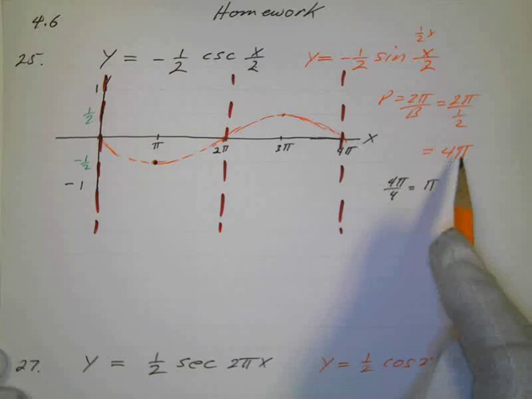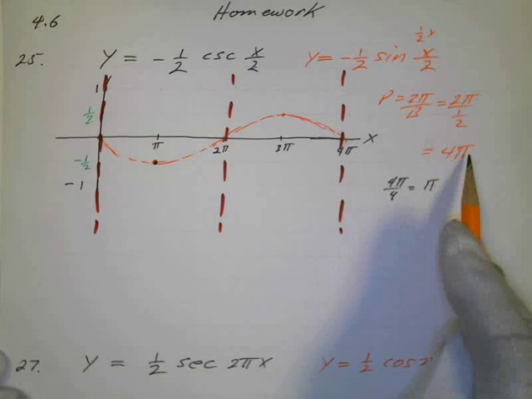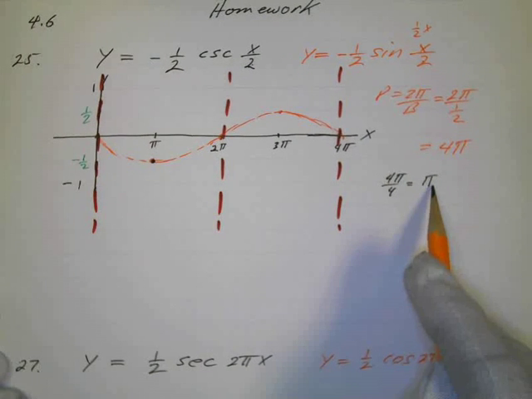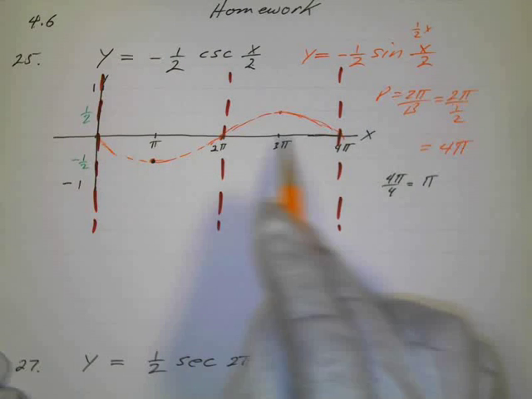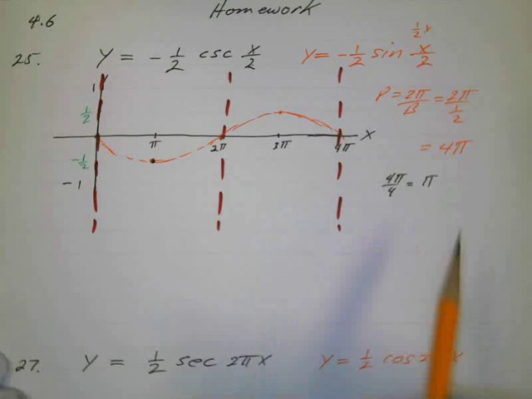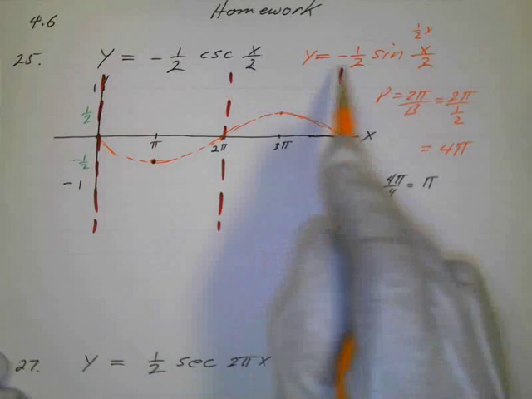If I want to know each of my subintervals, I divide 4 pi by 4, and I get pi. So each of my subintervals would be pi. This is my whole period. 4 pi, 1 pi, 2 pi, 3 pi, 4 pi. Each of those is pi. And then I just graph this.